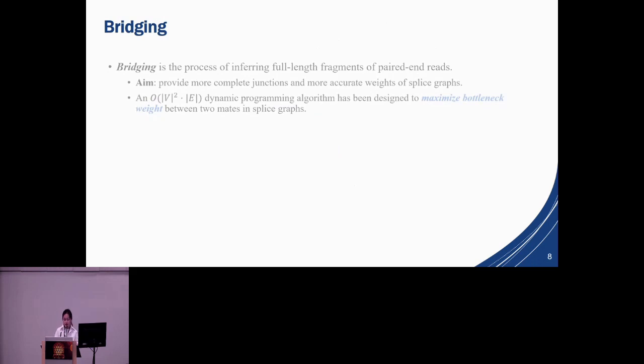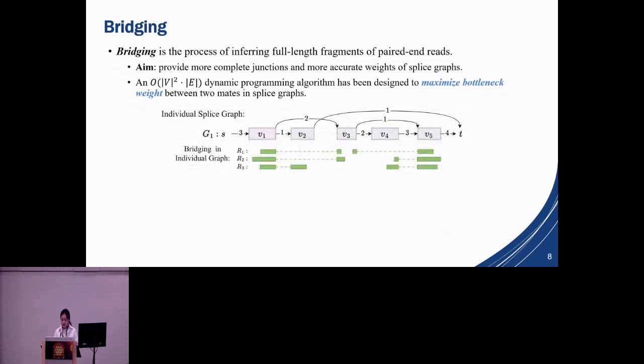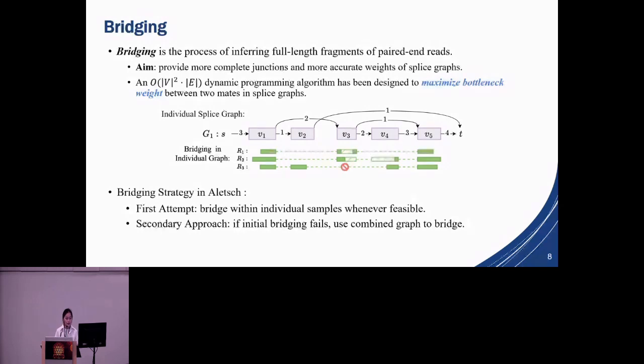Bridging is the process of inferring full-length fragments of paired-end reads. For each paired-end read, there is often a missing part between two mates. Bridging fills in this missing part, aiming to provide a more complete junction and more accurate weights of the splice graphs. In our previous work, a polynomial-time dynamic programming algorithm has been designed to maximize the bottleneck weight between two mates. Initially, we attempted to bridge the paired-end reads within each individual sample independently.